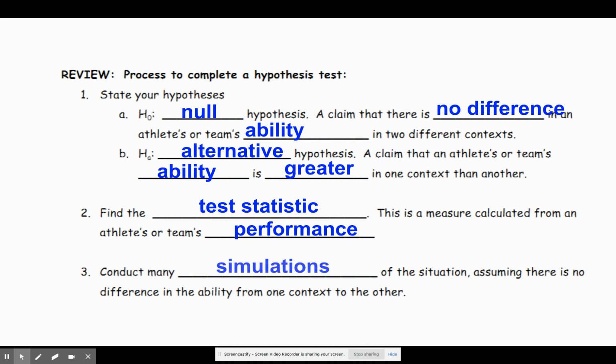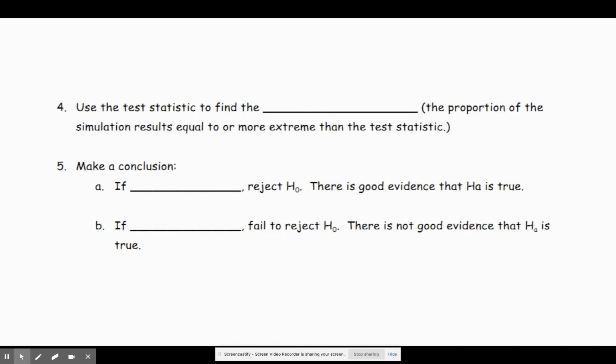Step number 3 is we want to conduct many simulations of the situation, assuming that there is no difference in the ability from one context to another. Last semester, we did that using playing cards. I think we did it a couple other ways, maybe with spinners or something. But primarily, we're going to use an applet to conduct those simulations. And I'll show you how to do that today.